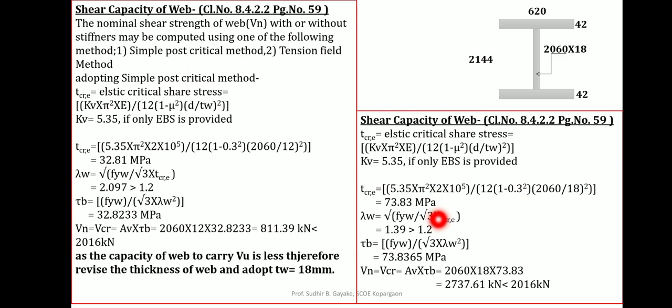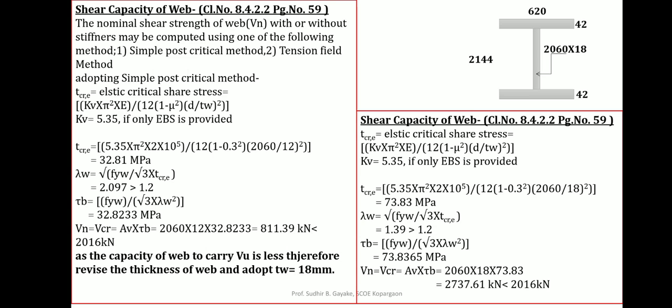The rest of the calculation will be the same, and now you can check that our value of Vn is equal to Vcr, which was previously 811, is now 2737.61 kilonewton. Now as this value is greater than 2016, our shear buckling capacity is satisfied, and you can go for the further calculations. Now this is to be compulsorily understood. If it was condition number 3 and our value was lesser, that is shear capacity of web was failing, in that case this shows us the requirement of intermediate stiffeners. But as in the statement it is mentioned not to adopt intermediate stiffeners, we have revised the thickness of web.